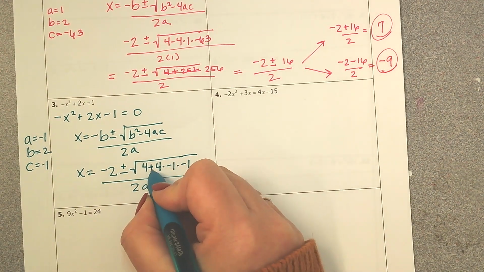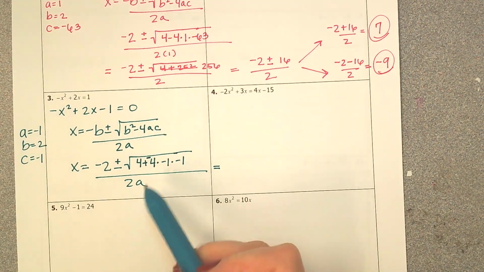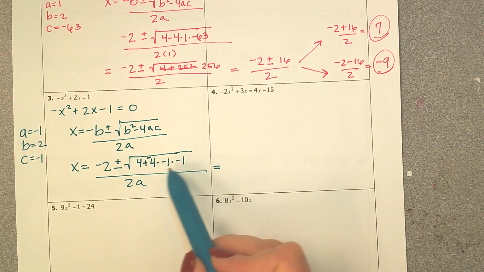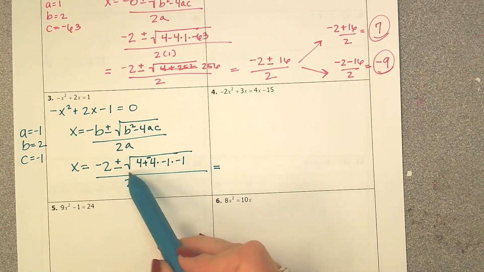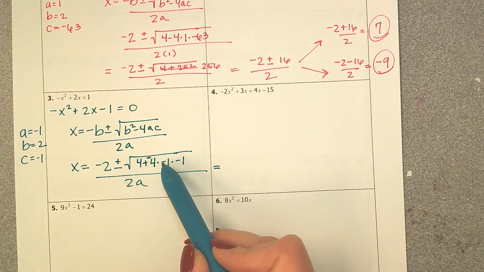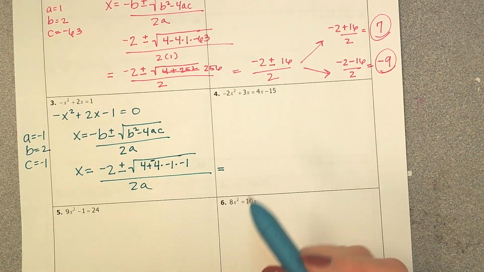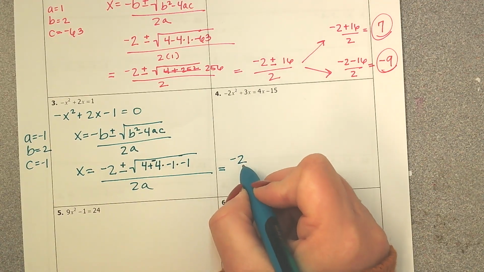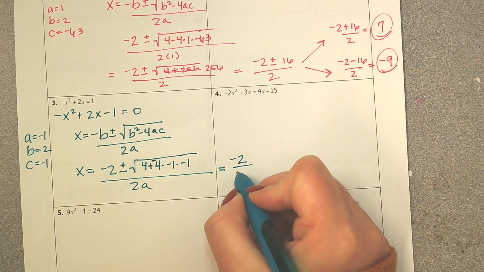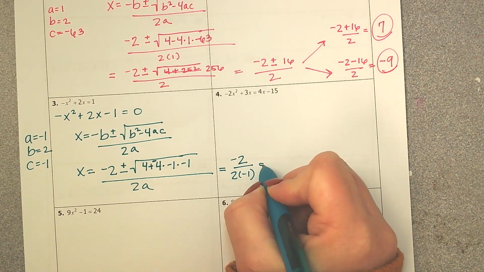So you can change that to adding a negative if that makes it better for you. But you have to multiply before you add or subtract that 4. Negative 4 times negative 1 is positive 4 times negative 1 is negative 4. So 4 minus 4 is 0. So you've got negative 2 over 2 times negative 1.